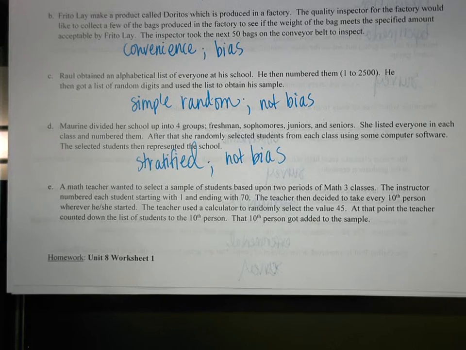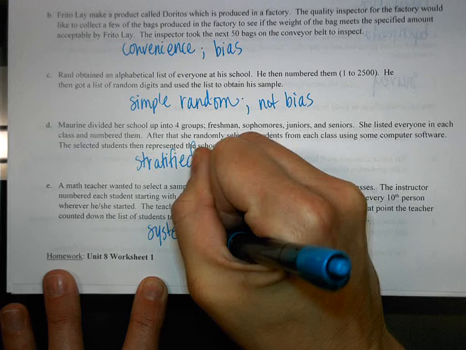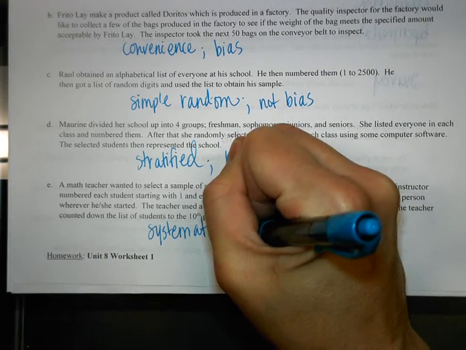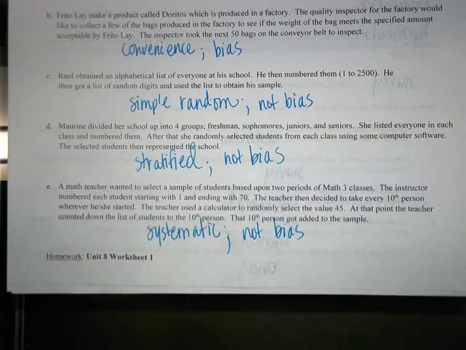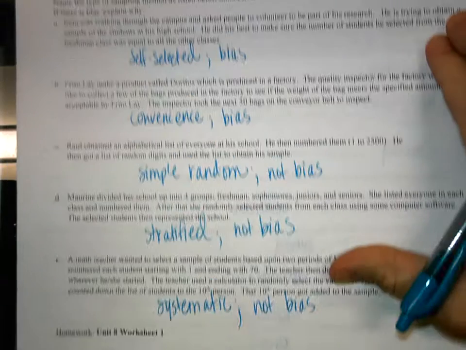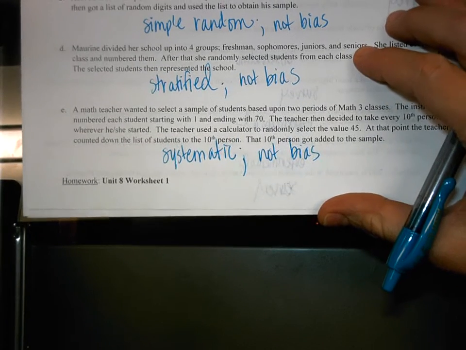Systematic. Very good. Systematic. And would we say that is biased or not biased? Good. So, do you notice a difference between the different samples now? Or different types of surveys? Any questions?